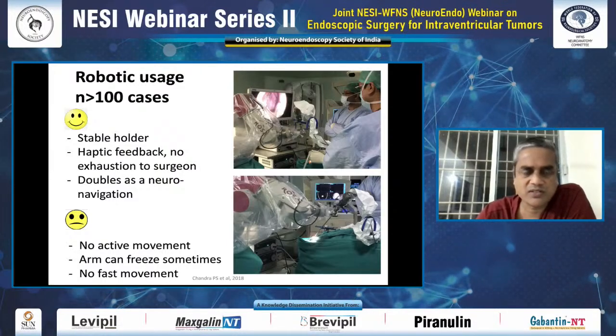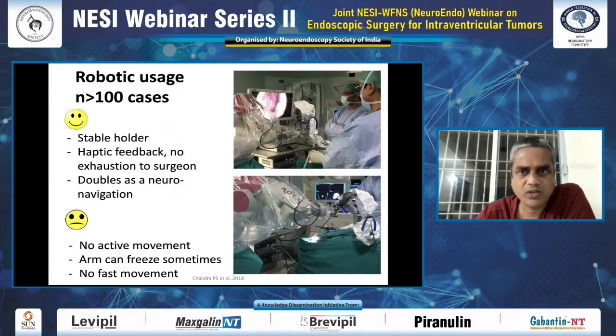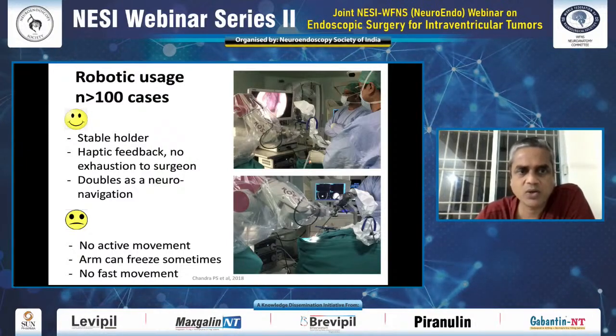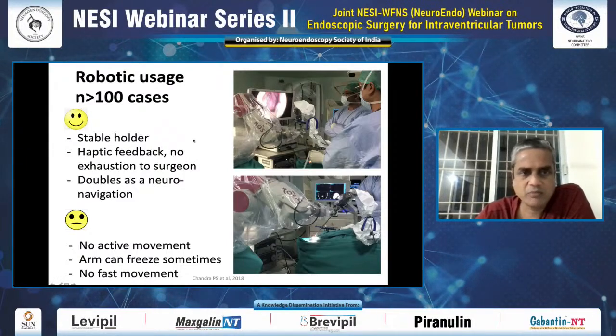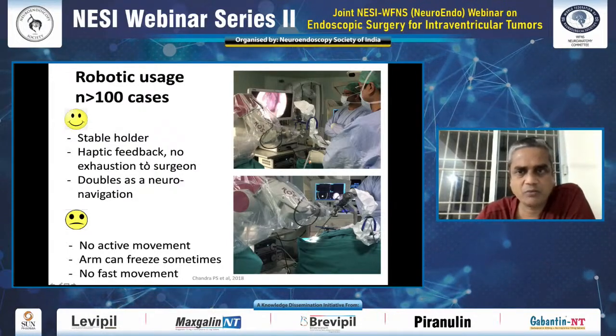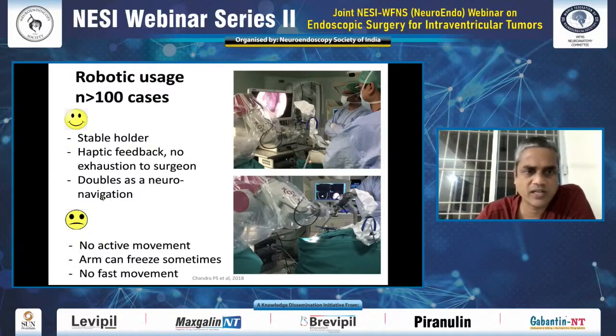The issue with the traditional holder is that the moment you let go of the holder, the entire weight of the endoscope falls on the hands of the surgeon, and that could become tiring over a period of time. But when you're using a robotic system, there's a very nice haptic feedback. So you could release it several hundred times, but still you would not feel any exhaustion.